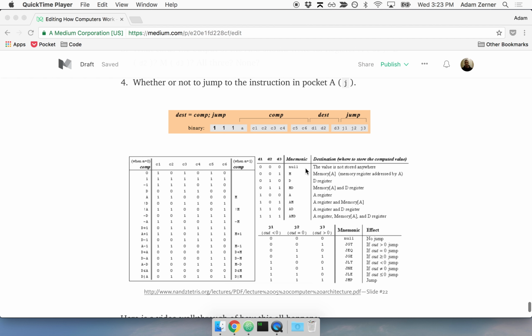And let's take a look at this diagram here. This shows that when C1 through C6 is, let's say, 0, 0, 0, 0, 1, 0, it's either going to be D plus A or D plus M. And that's going to depend whether A is on or off. If A is on, it's going to say to feed M into the ALU. If A is off, it's going to be feeding A into the ALU. So that's an example of how the instruction is telling the ALU what computation to perform.